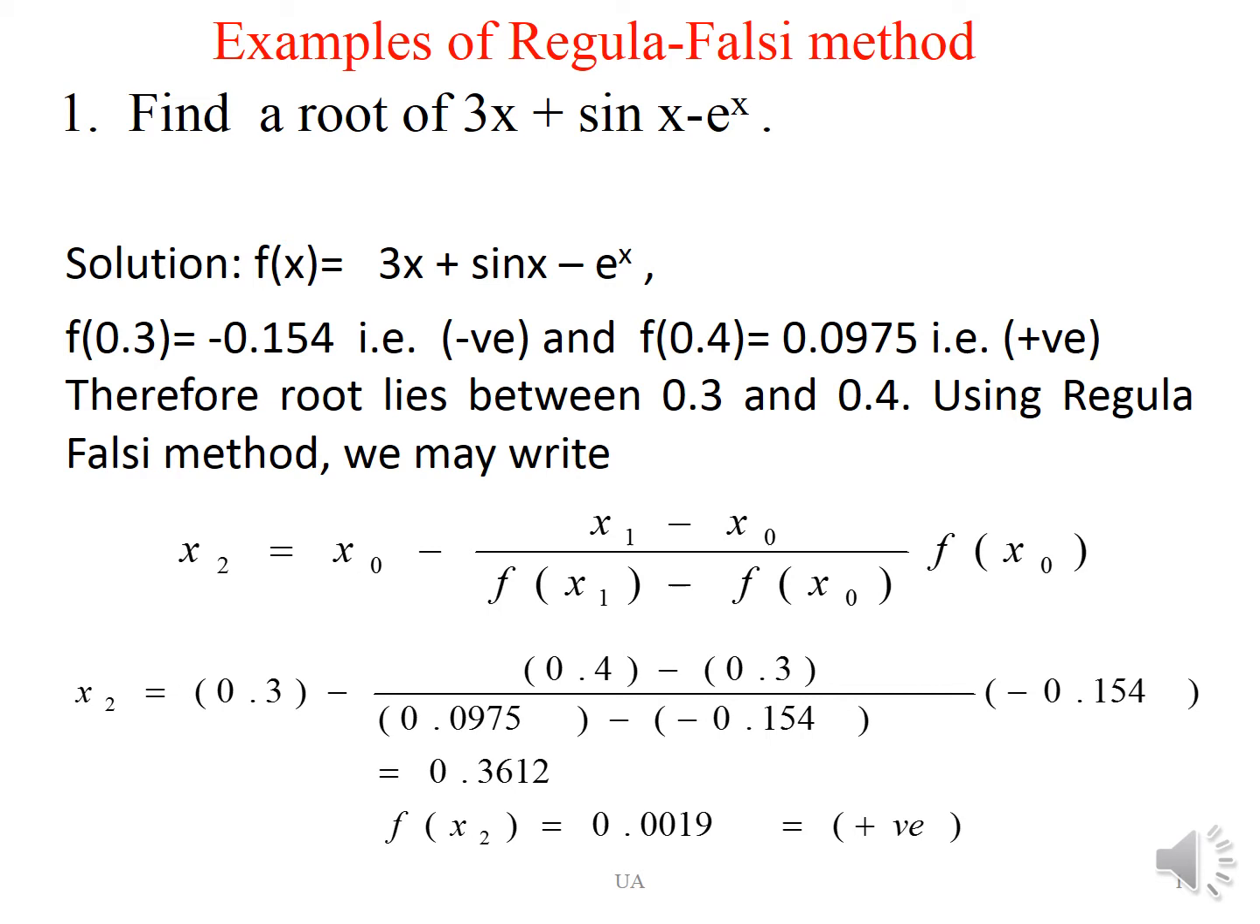We got the value of x2 as 0.3612. Now we calculate the function value at 0.3612. We see it is positive. It means we got another interval, so we can apply the formula again.